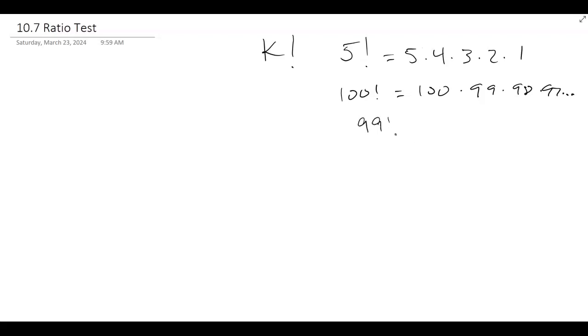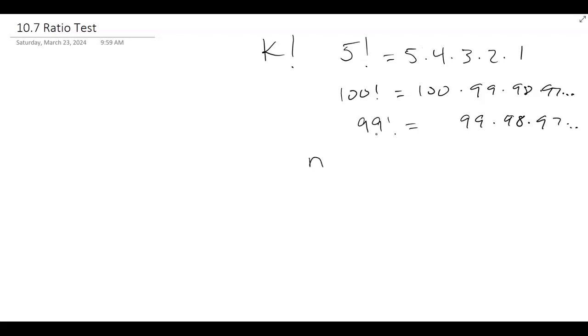If I did n minus 1, the only difference between, say, 100 factorial and 99 factorial is that multiplication of 100. So in order to work with the ratio test, you do have to understand factorials, and factorials aren't something you've worked with a lot up to this point in your math classes. So let's look at it this way.